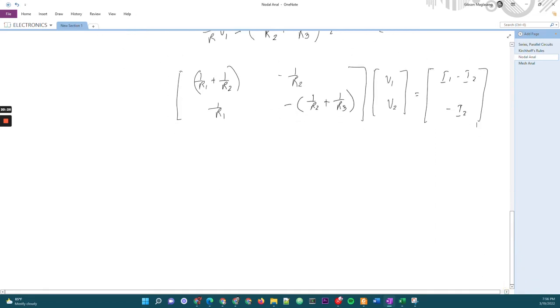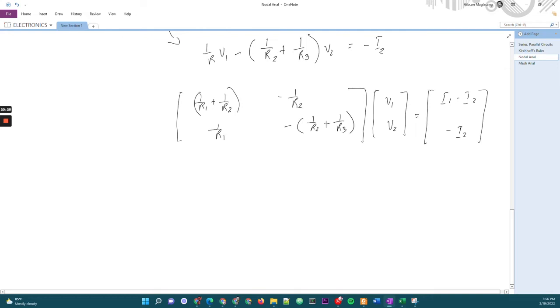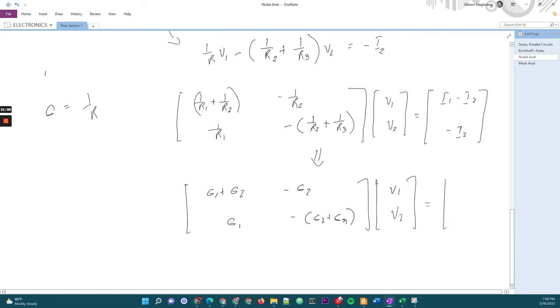And sometimes, what others use is, instead of writing 1 over R, they use the conductance. So the conductance is G equals 1 over R. So sometimes, it is written as this one. Don't get confused, there's no reciprocal. So this could be G1 plus G2, and this is G1, negative G2, negative G2 plus G3, in terms of conductance. So you have V1, V2. This is I1 minus I2.